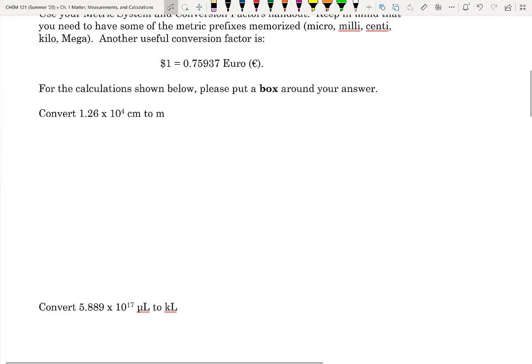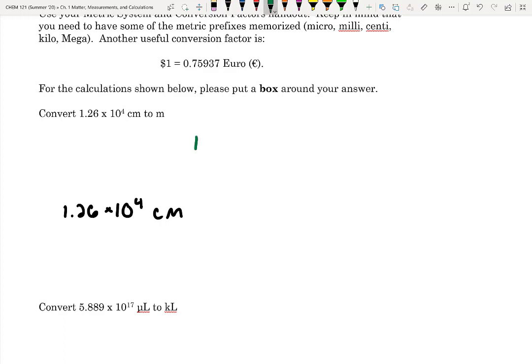So the first question said, let's convert from 1.26 times 10 to the 4 centimeters to meters. So I always start out with what I know, and I've got 1.26 times 10 to the 4th centimeters. So now the question is, how many centimeters are in a meter, or how many meters are in 1 centimeter? And I'll show you how I do this.